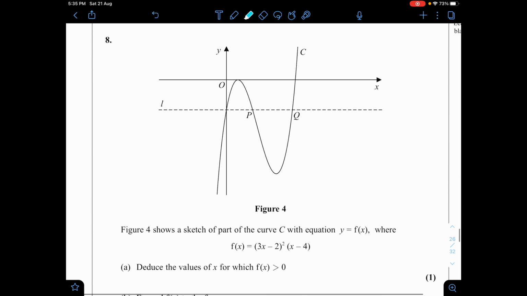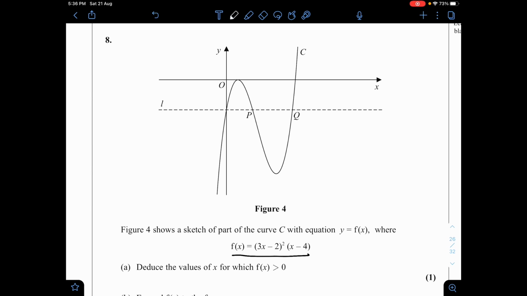Okay, so figure 4 shows a sketch of part of a curve C with the equation y equals f of x, where f of x is (3x minus 2) whole squared multiplied by (x minus 4). Okay, so deduce the values for which f of x is greater than 0.